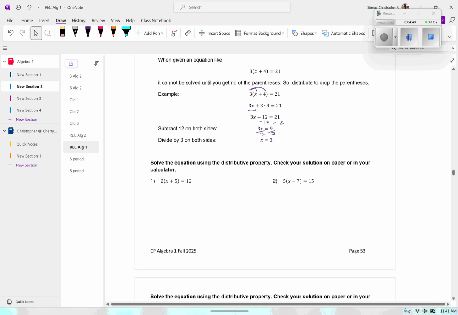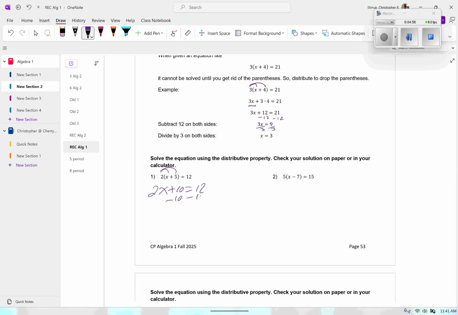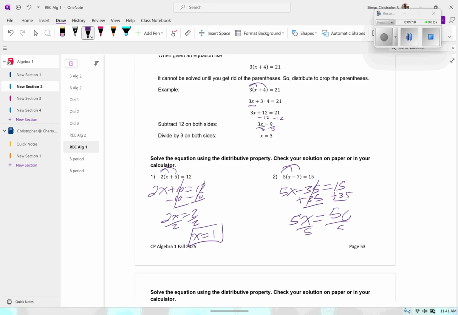So let's take a look at number 1. I'm going to distribute 2 over the parentheses. Subtract 10. Those are gone. Divide each side by 2. So x equals 1. Here I'm going to distribute over the parentheses. Add 35 to both sides. 50, divide each side by 5. X equals 10.